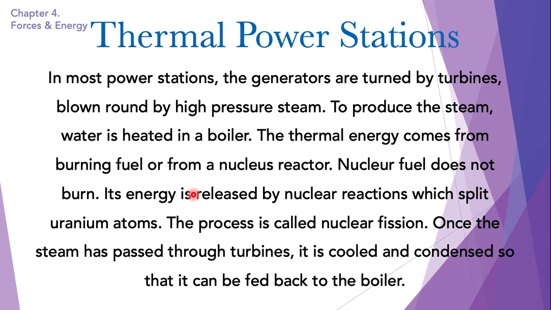Industrial societies spend huge amounts of energy. Much of it is supplied by electricity, which comes from generators in power stations. So, in most power stations, the generators are turned by turbines blown round by high-pressure steam. To produce this steam, water is heated in a boiler. So, the thermal energy comes from burning fuel or from a nuclear reactor.